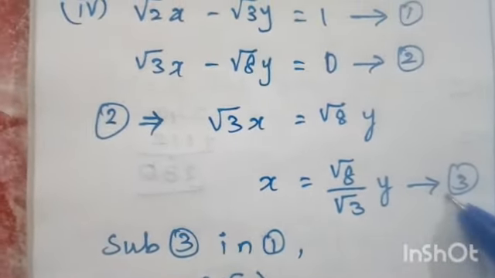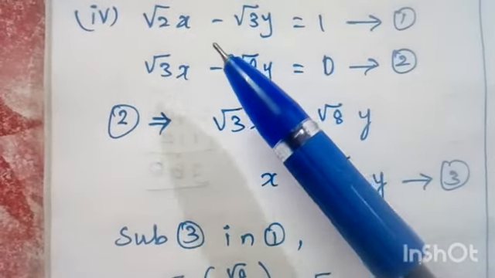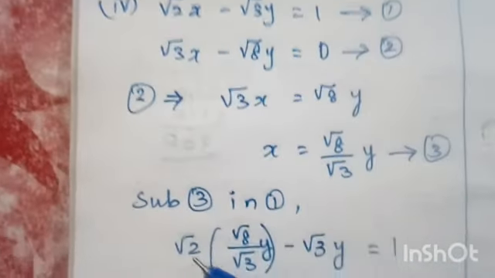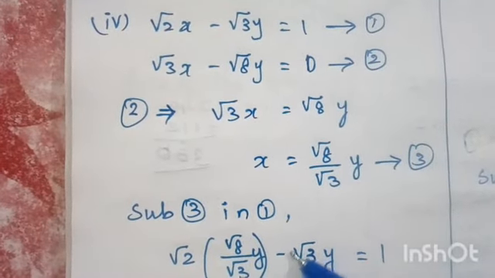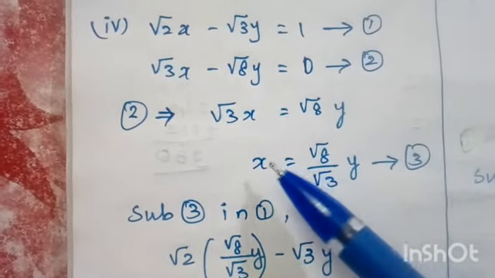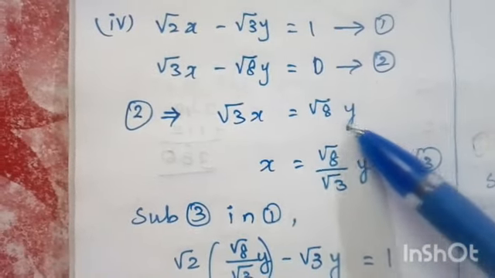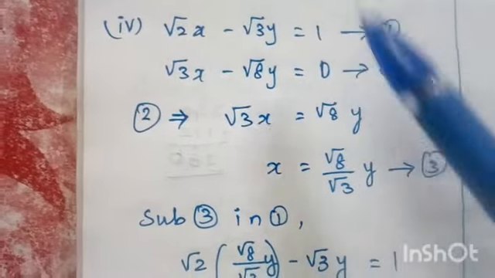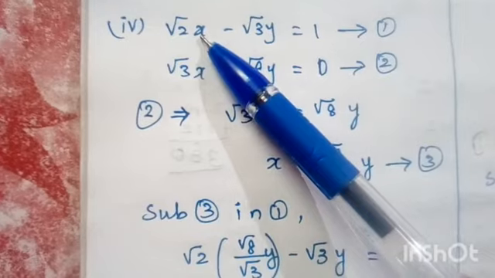Now substitute this equation number 3 in equation number 1. Equation number 1 is root 2 into x minus root 3 into y equal to 1. So that is root 2 into the x value, root 8 by root 3 into y, minus root 3 y equal to 1. Have you understood this? For the x value, you transpose this root 3 to this side, so we get root 8 by root 3 into y. Instead of x, you substitute this x value in equation number 1.